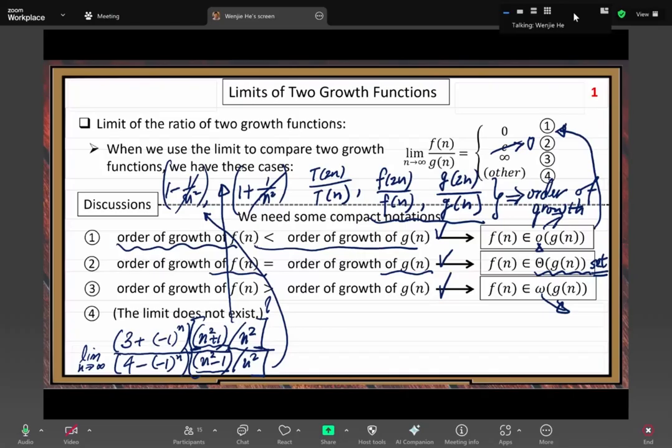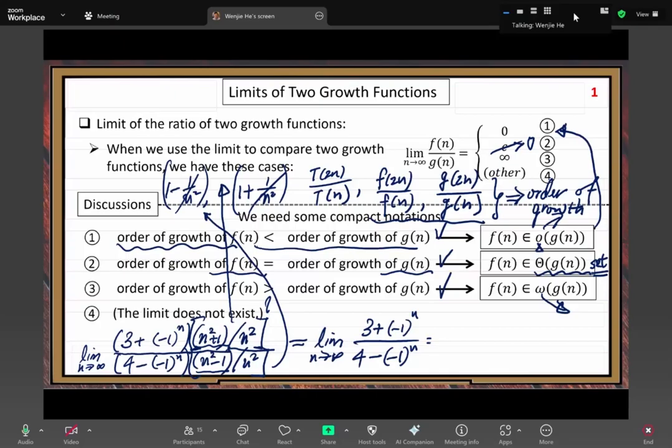So only 1 is left, and 1 times anything is anything. Both brackets become 1, so we can simplify to the limit as n goes to infinity of (3 plus (-1)^n) over (4 minus (-1)^n). To calculate this simplified limit, we need to plug in n values and see the trend of the ratios.